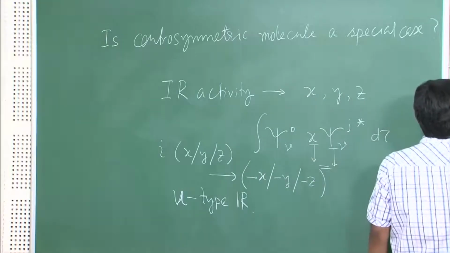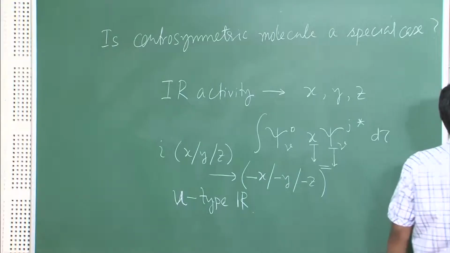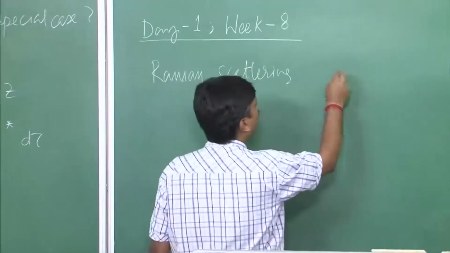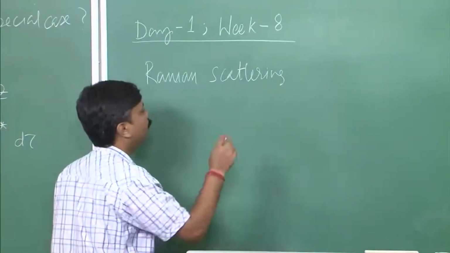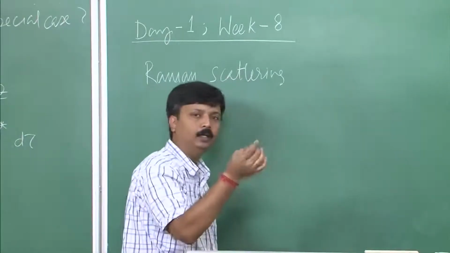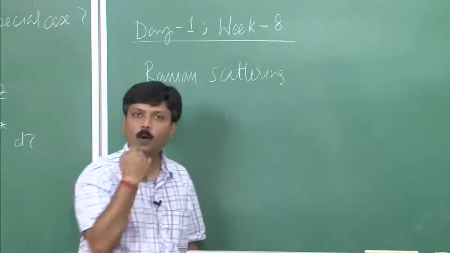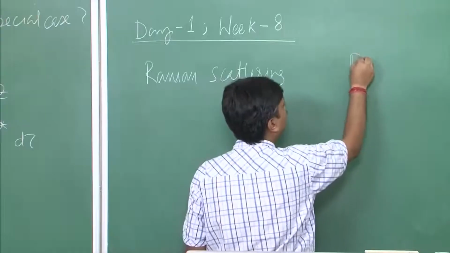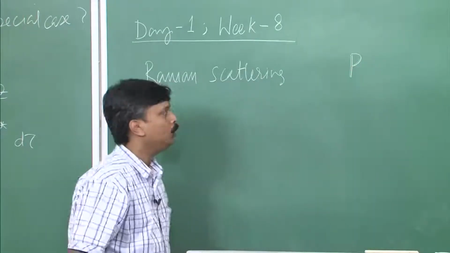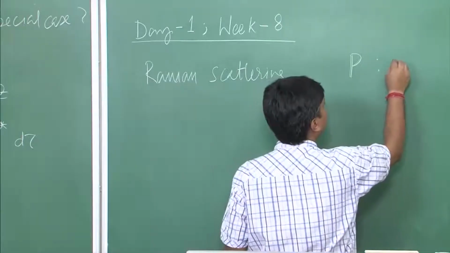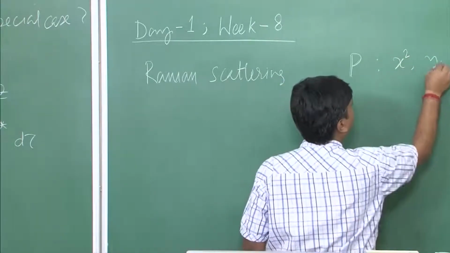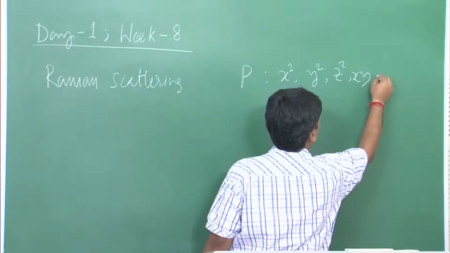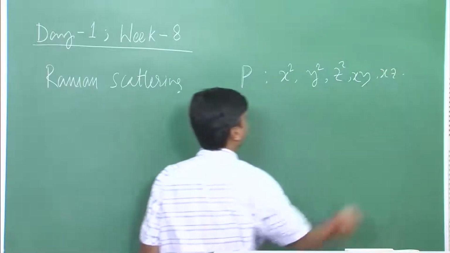So for showing Raman scattering, I have to have the normal mode which is being excited to level v equals 1 from v equals 0, that must have the same symmetry as that of any of these polarizability tensor components, which is something like x square or y square, z square or xy or xz and so on.